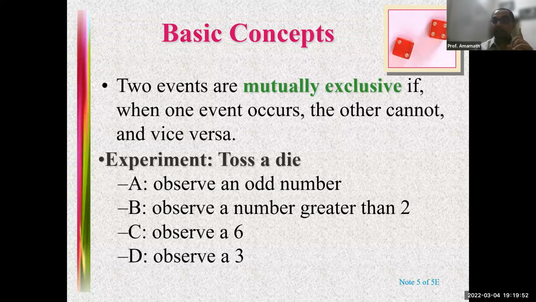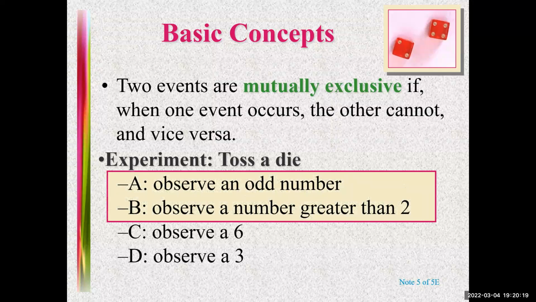When I toss a die, a single die I am talking about, I can observe an odd number. An odd number is 1, 3 or 5, if 6 is the largest number on a die. So now I can observe a number greater than 2 also. And I can observe a 6 and observe a 3. So these are some kind of mutually exclusive events.